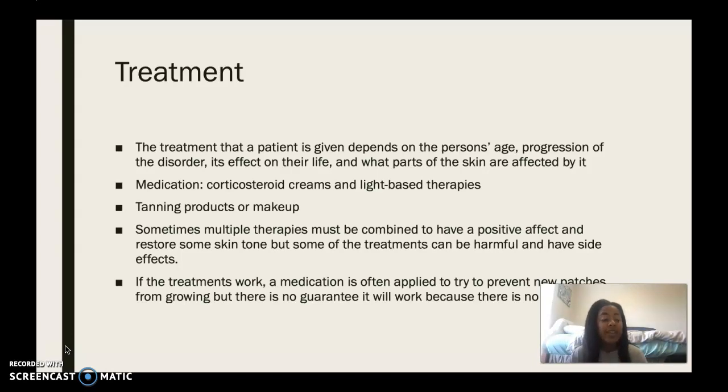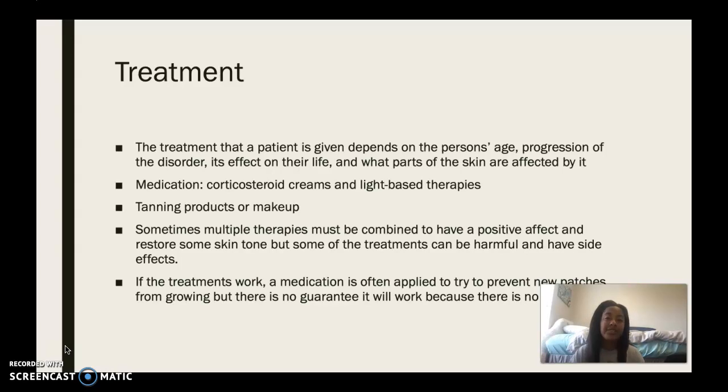But medication can be used, such as corticosteroid creams and light-based therapies, to help try to even out the skin tones. Tanning products or makeup can be used to try to cover up. And sometimes multiple therapies can be combined to have a positive effect and restore the skin tone, but some of those can cause side effects and ultimately cause it to be worse and progress more. If the treatments work, a medication is often applied to try to prevent new patches from growing, but there's no guarantee it will work since there's no cure.